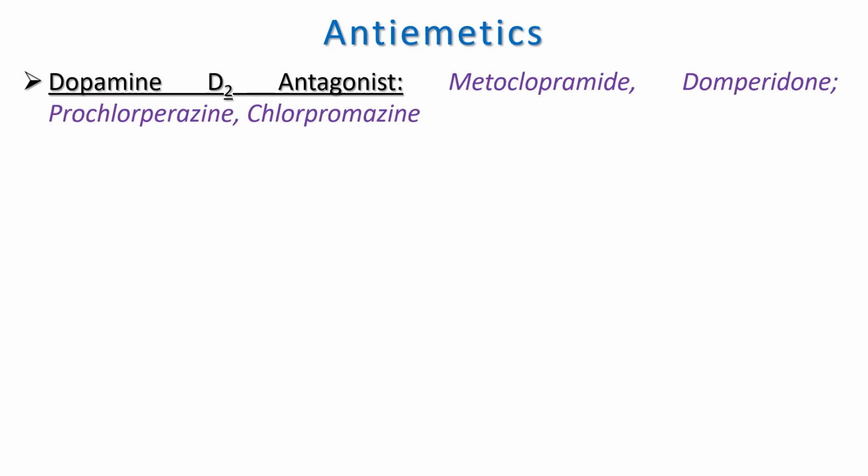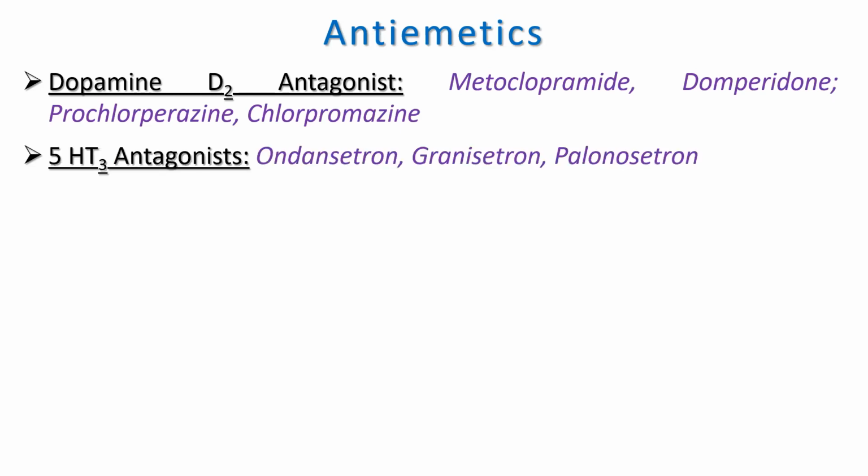So all of them are D2 antagonists, but metoclopramide and domperidone are typically used as antiemetic and also sometimes as prokinetic agents for the upper GI. For lower GI, prokinetic drugs you will do when you do constipation later in the block. Here, the prokinetic are for the upper GI. And they are also antiemetic drugs as well. And then we have serotonin antagonists, which include ondansetron, granisetron, and palonosetron.